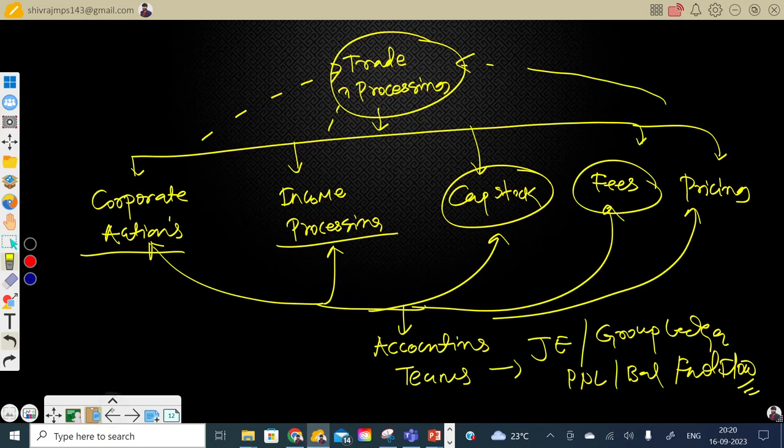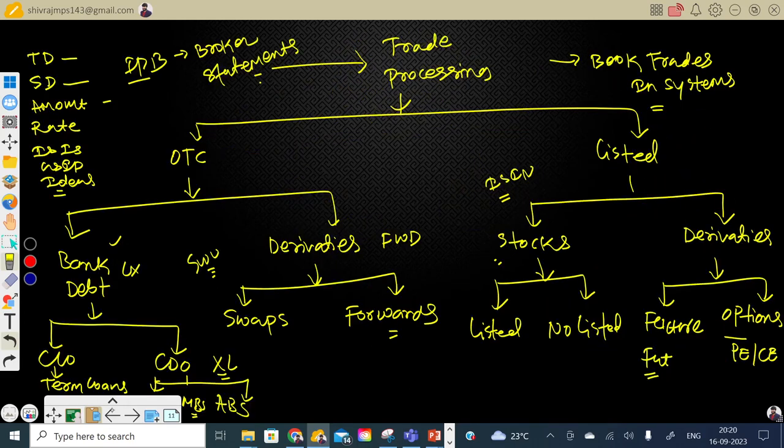So as I said, we'll start with trade processing. Tomorrow we'll have a session on trade processing. So please be there. Don't miss any of the sessions. We'll see the front office, back office, and recon of trade processing.